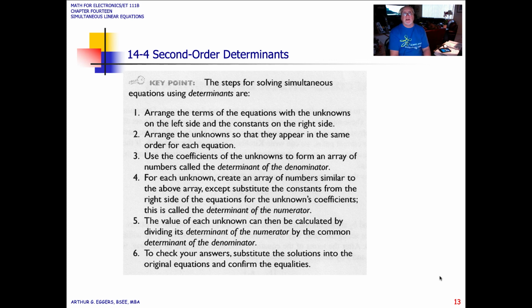We can recap this to say the steps for solving simultaneous equations using determinants are: 1, arrange the terms of the equations with the unknowns on the left side and the constants on the right side. Second, arrange the unknowns so they appear in the same order for each equation. The third step, use the coefficients of the unknowns to form an array of the numbers called the determinant of the denominator. For each unknown, in step 4, create an array of numbers similar to the above array, except substitute the constants from the right side of the equations for the unknown coefficients. This is called the determinant of the numerator.